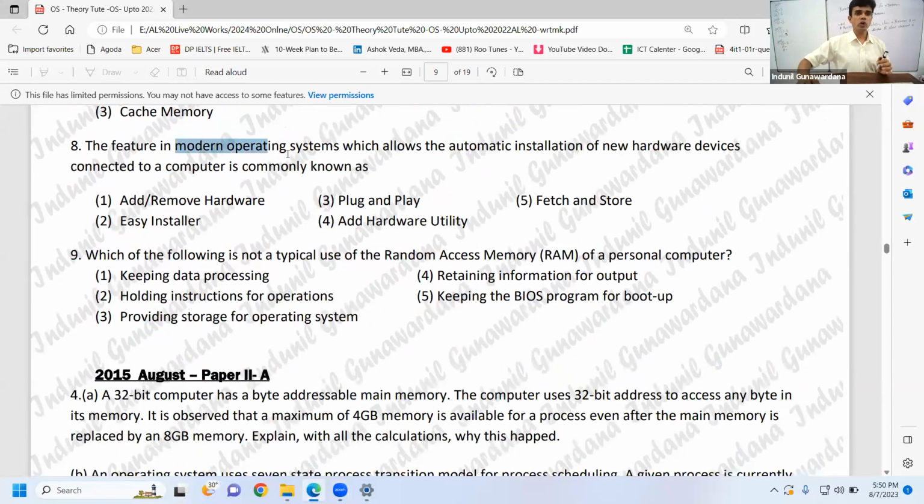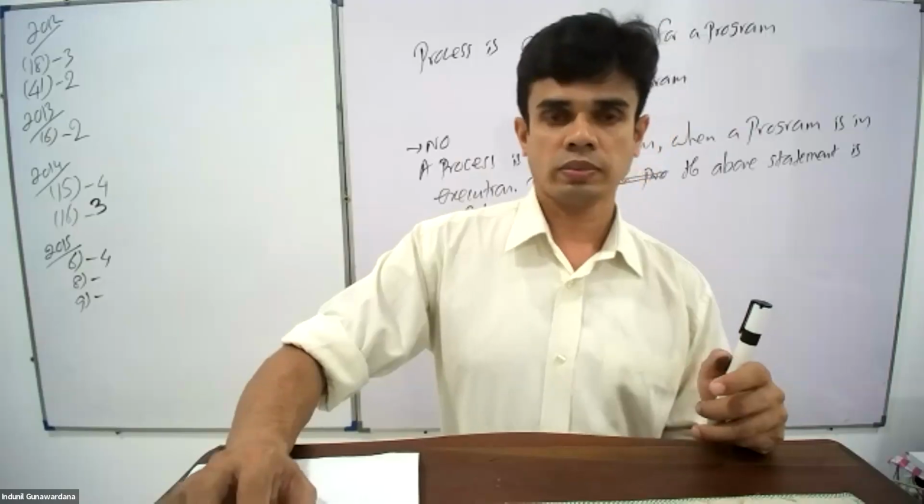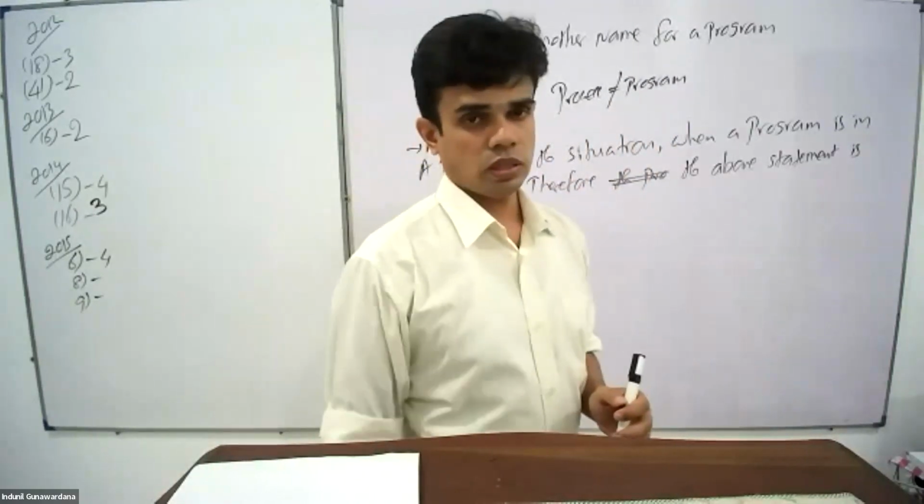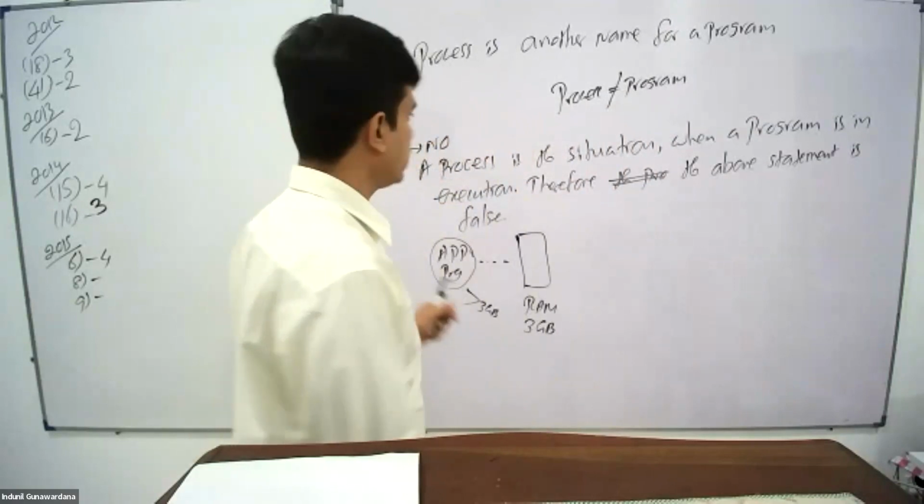Eighth one: the feature of the modern operating system which allows the automatic installation of new hardware devices connected to the computer is commonly known as, what is that? It's a feature in modern OSs which allows the automatic installation of new hardware devices connected to the computer. You know this. I think I explained this, didn't I?